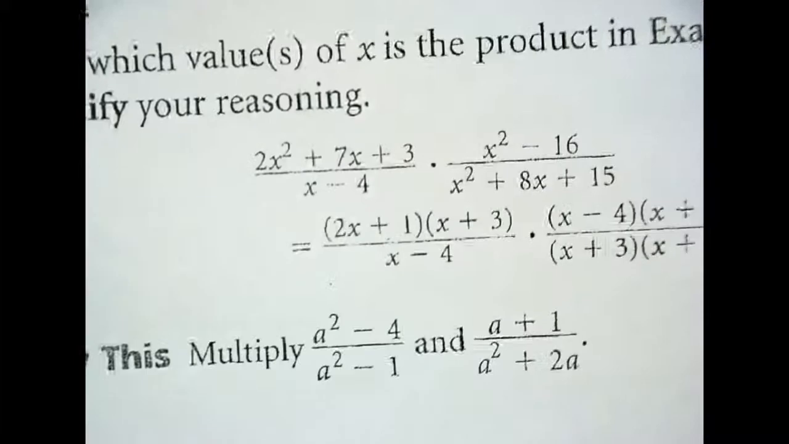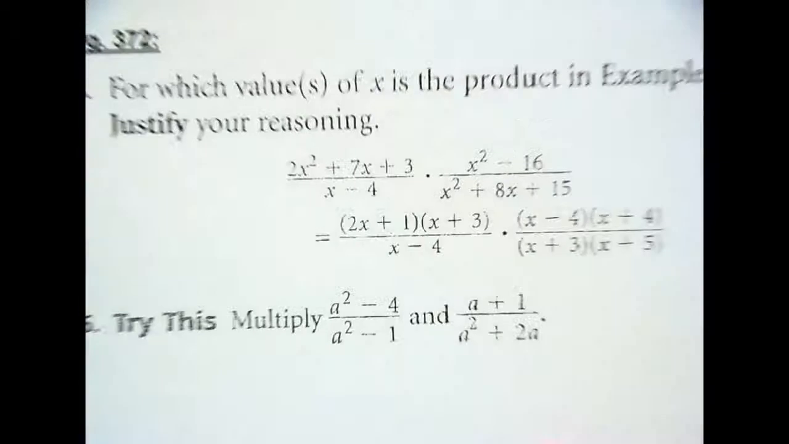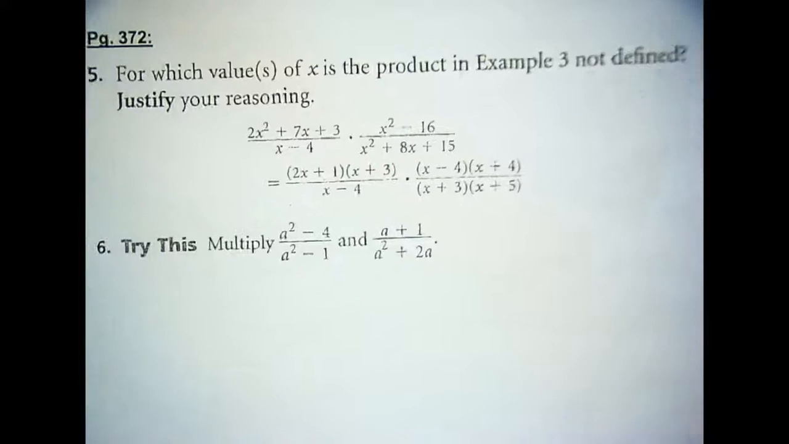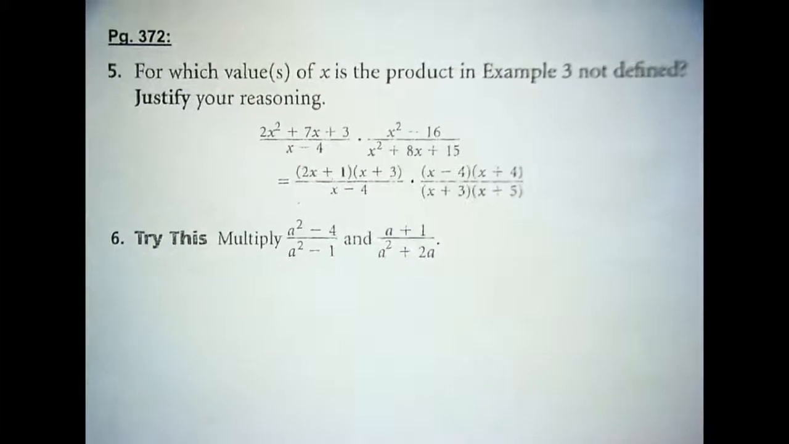Okay? All right. When will we be getting the quizzes back? You'll be getting them back at some point. Not today. All right, page 372. Number 5. For which values of x is the product in example 3 not defined? Justify your reasoning. And then number 6. Multiply those two and simplify.